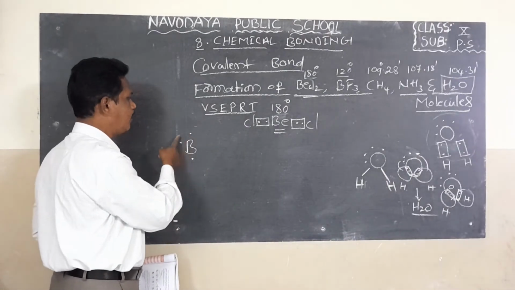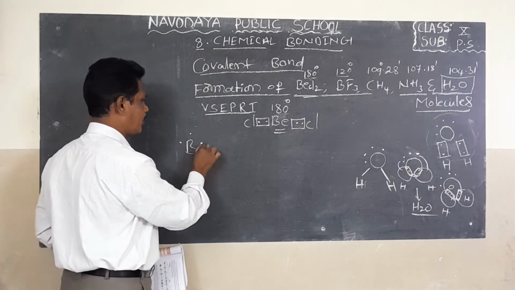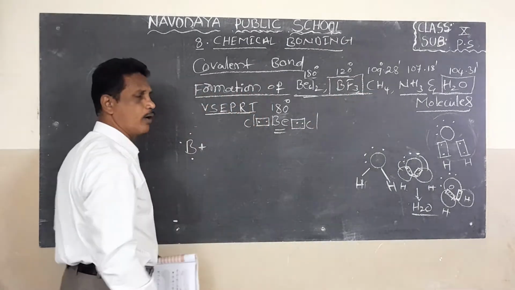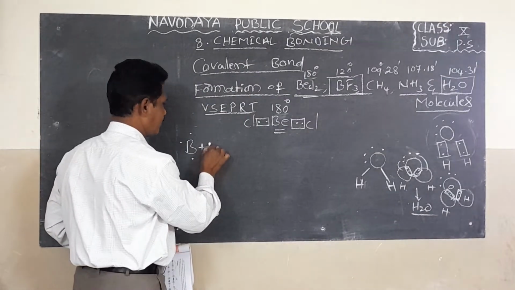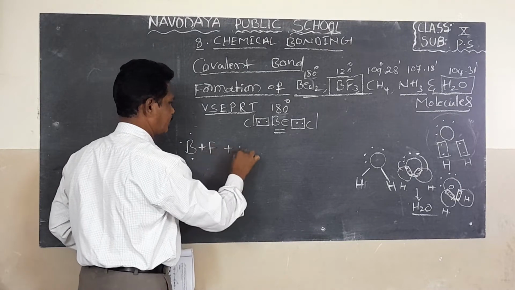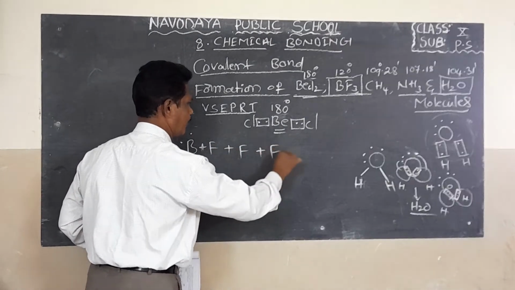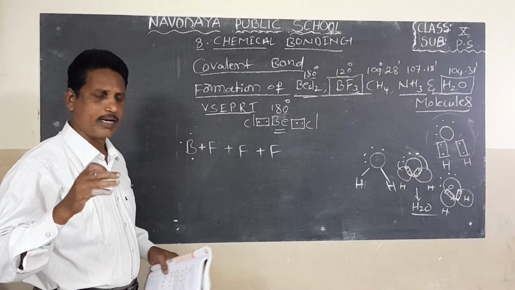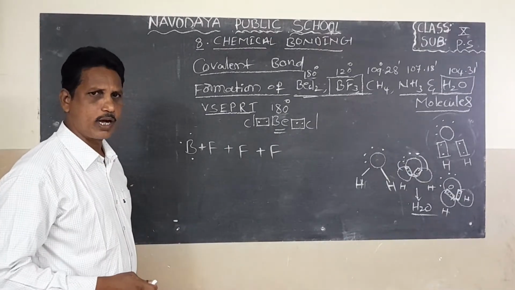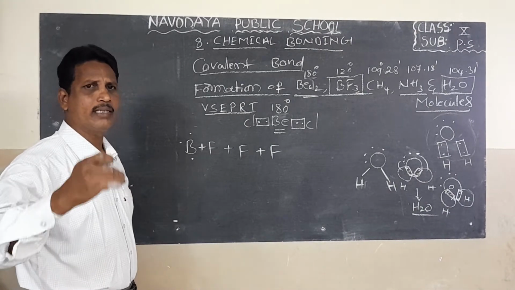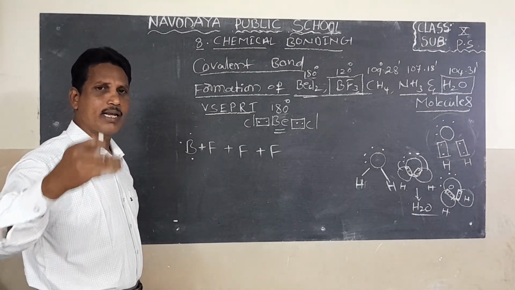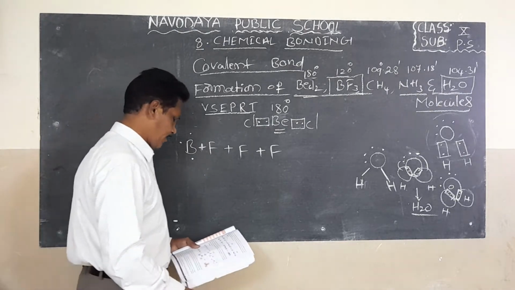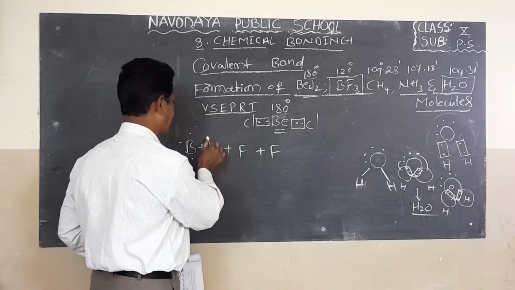This is a Lewis dot structure. Boron plus fluorine plus fluorine plus fluorine gives the molecule BF3, boron trifluoride. The atomic number of fluorine is 9, its electronic configuration is 2, 7. There are 7 valence electrons present in a fluorine atom.